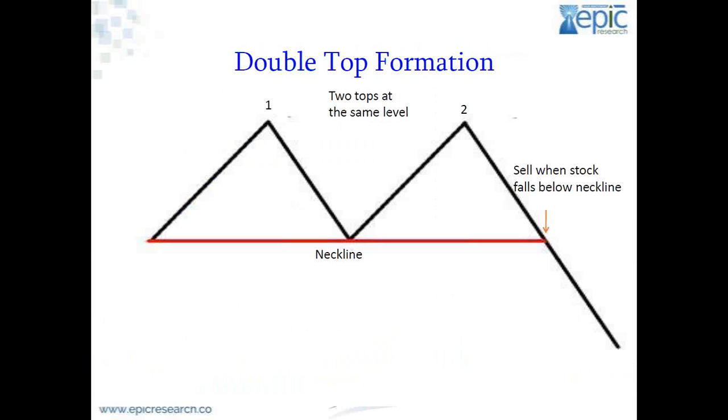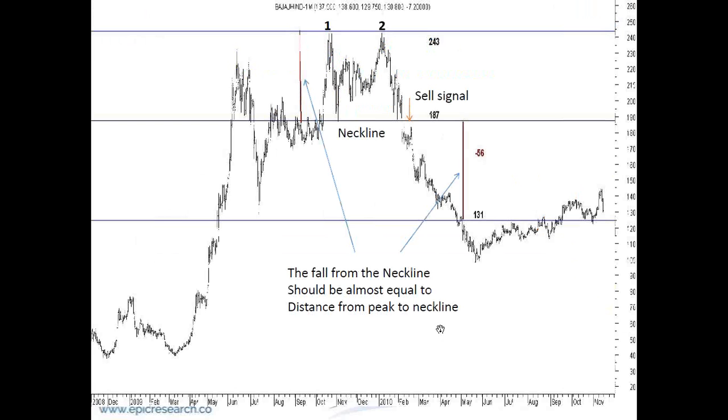Now let us understand some patterns in the market. This is a double top formation. A double top formation is a formation where there are two tops at the same level. This is the neckline from where the breakout or breakdown happens. Let us see it practically. Now this is a chart, the Bajaj Hindustan chart, where the stock has formed a double top formation, an exact double top formation. It's somewhere at the 243 level.